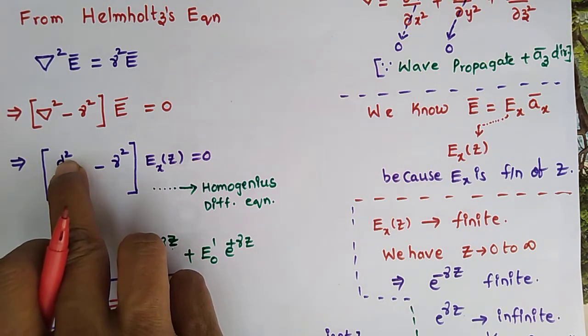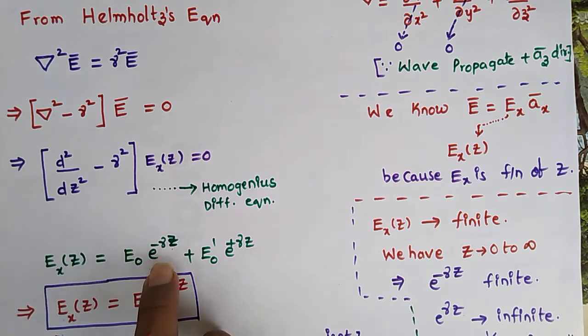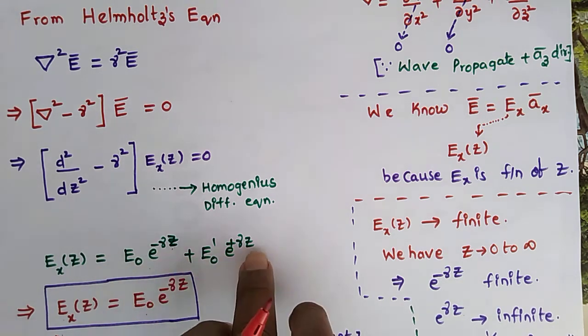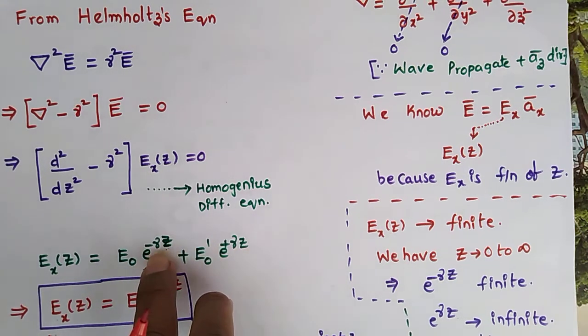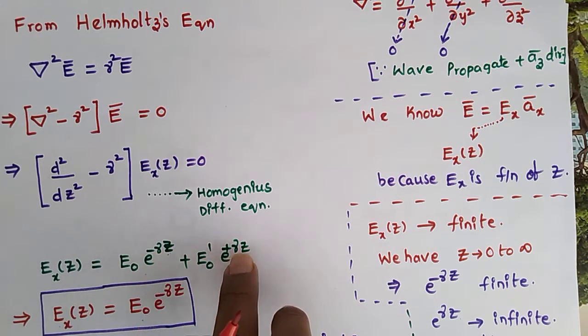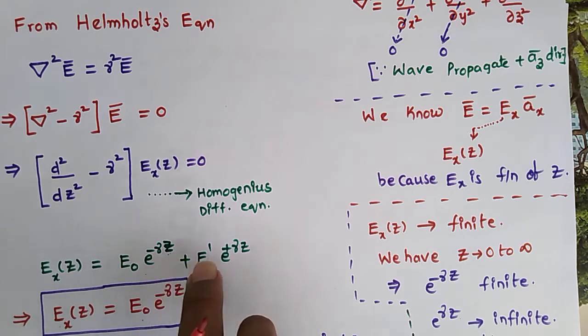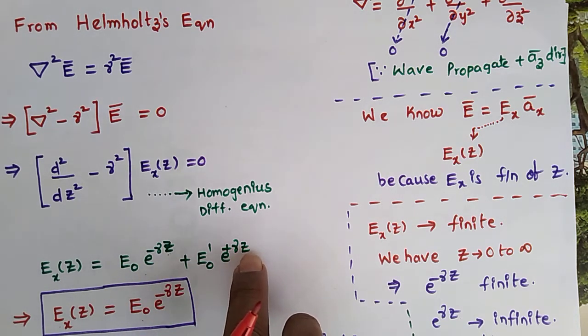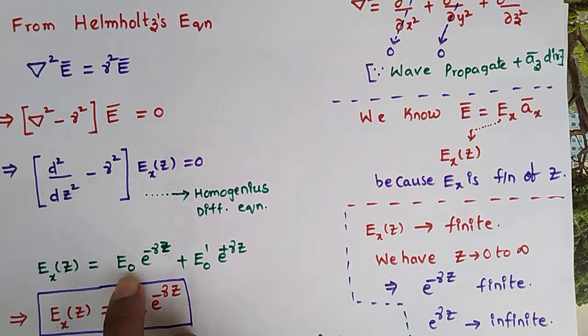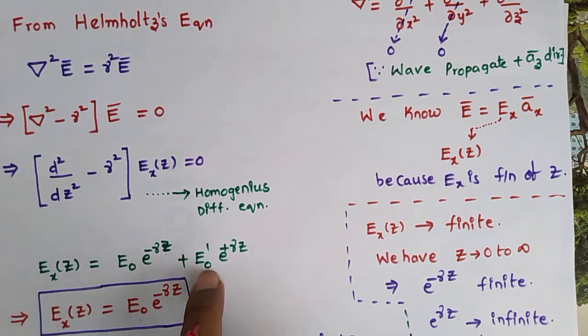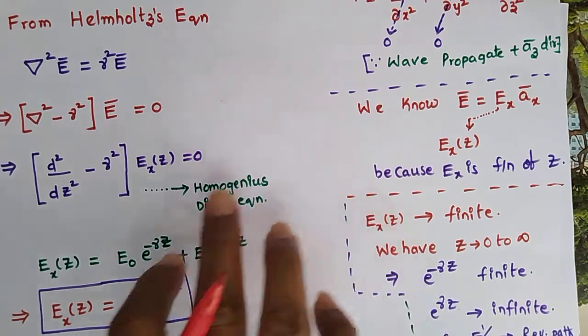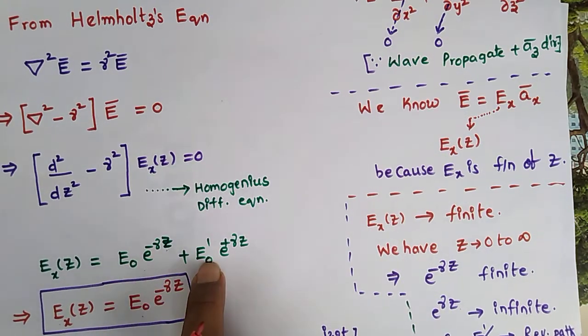So second order, nothing but this equation will have two roots, e power minus gamma z and e power plus gamma z, nothing but minus gamma and plus gamma are the two roots. So I can write in this format: constant into e to the power of minus gamma z, plus constant into e to the power of gamma z. Where in the place of constants, I am taking E naught and E naught dash. These are the electric field, that's why I am indicating E naught and E naught dash.